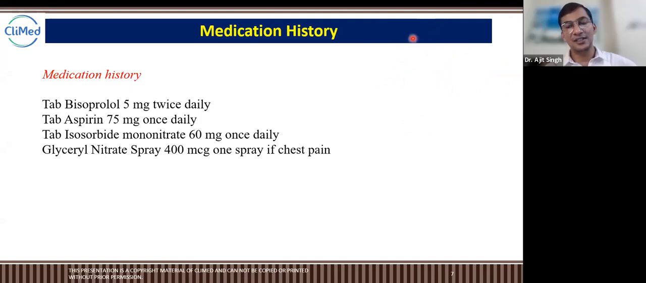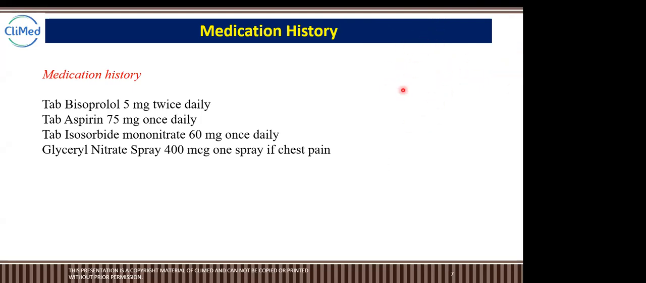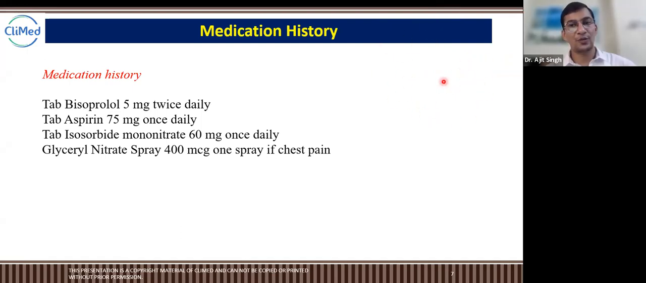Exactly, it increases the cardiac output. No, not cardiac output. It does not increase the cardiac output. It reduces the preload and afterload. Okay, now I think these two words are quite new for you. Preload and afterload are a little different from the output.